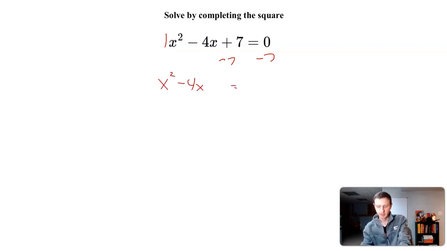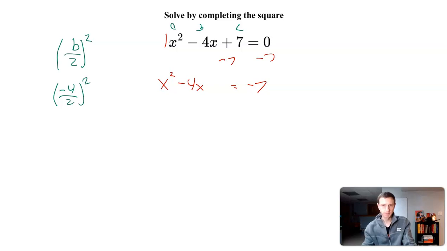I'll leave a little bit of a gap here. 0 minus 7 is negative 7. Now I'm ready to complete the square. So completing the square is we're going to take our b term. So when we have a, b, and c, this is our b term. So I'm going to take my b term, divide by 2, and then square that. So my b term here is negative 4. I'm going to divide by 2, and then square. So negative 4 divided by 2 is negative 2 squared. Negative 2 squared is negative 2 times negative 2. So we're going to have positive 4.